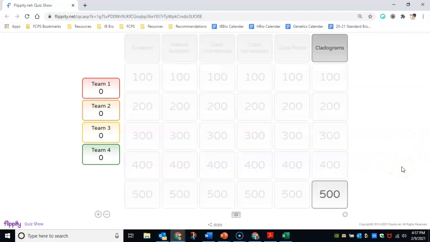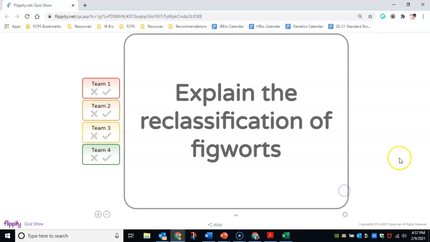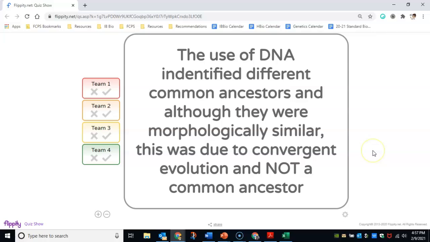And last, but certainly not least, I don't know what this question is, but last but not least, explain the reclassification of figworts. Weren't we just talking about this in class today? So, I mean, we talked about this. It's in the notes as well.